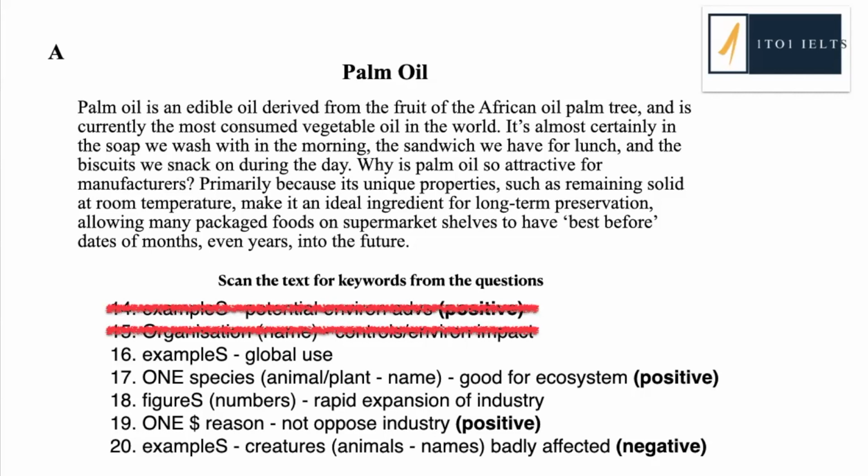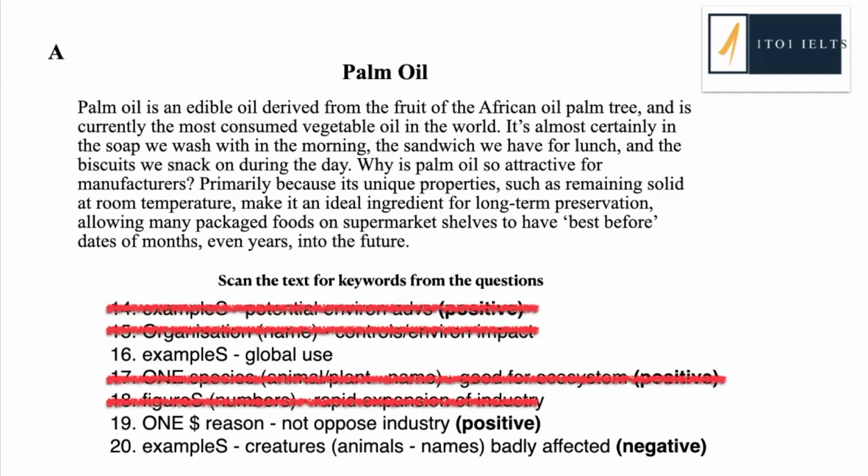So in 17, it talks about one species, which is good for the ecosystem. There's no mention of species of any type here. So we know for sure 17 is not the answer. 18 is talking about numbers. And we can see there are no numbers in this passage. So again, 18 is definitely not possible.